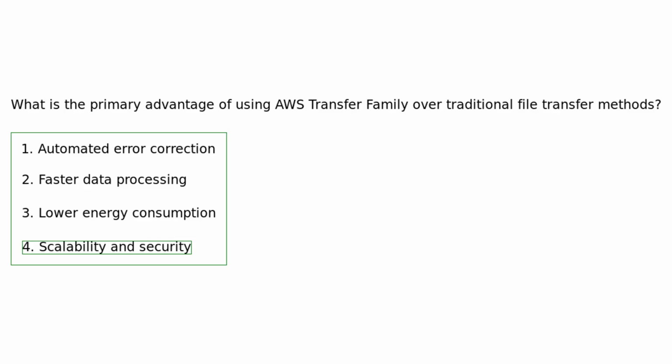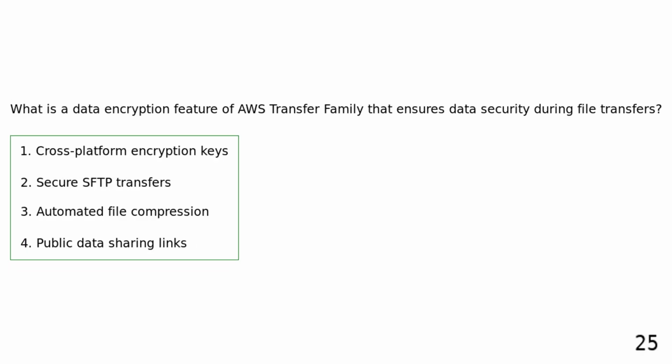The primary advantage of using AWS Transfer Family is scalability and security, allowing for seamless and secure file transfers at scale. What is a data encryption feature of AWS Transfer Family that ensures data security during file transfers? Cross-platform encryption keys. Secure SFTP transfers. Automated file compression. Public data sharing links.